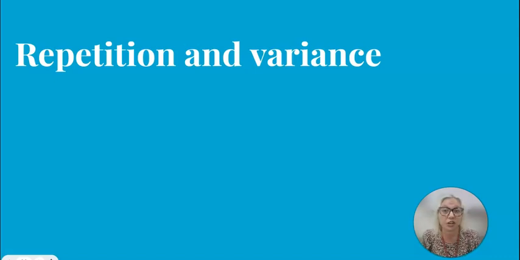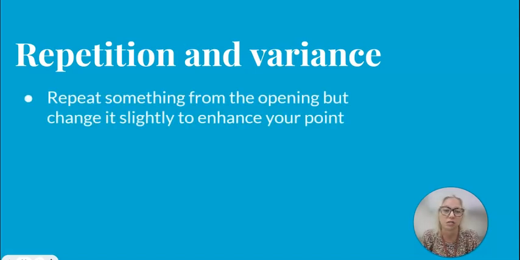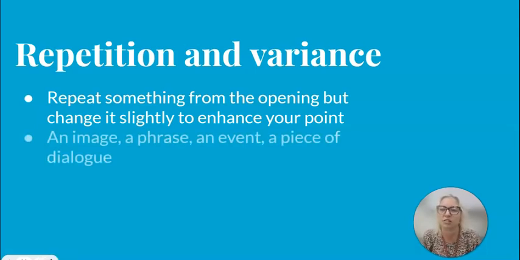All right, repetition and variance is a great technique to use for conclusions. Your conclusion, first of all, should be very short. You want it to be the shortest part of your essay, but you don't want it to just end. You want to leave the reader with some thoughts. The best way to do that is to come back to something early on in the essay, in the opening, preferably. So repeat something from the opening, change it slightly to enhance your point. So you're repeating, but you're varying it. You're changing it. That's the repetition and variance.